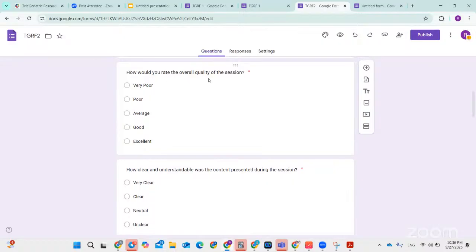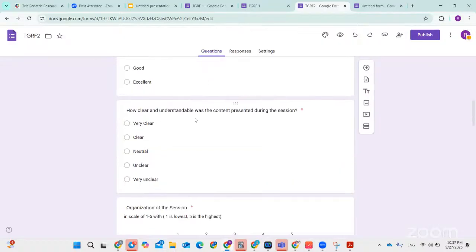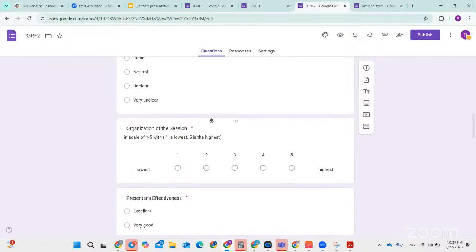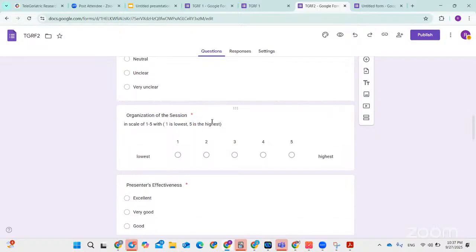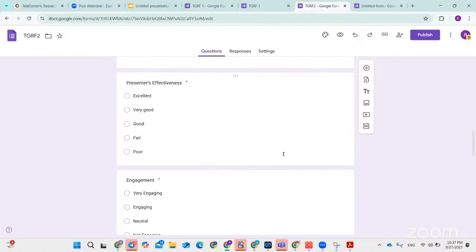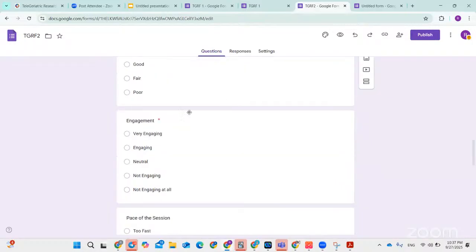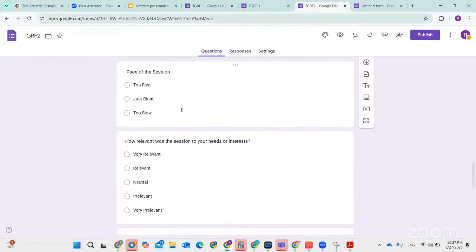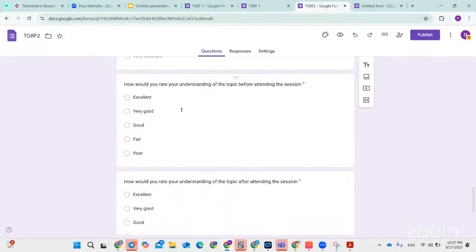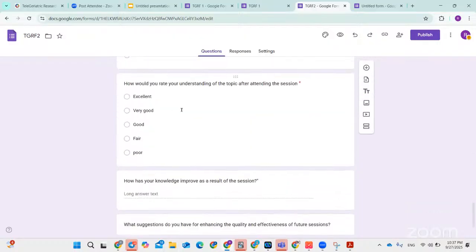How would you rate the overall quality of the session? How clear was it for understanding the content, and you make it personalized based on each course or each session you conduct. Organization of the session. What is your opinion, with 1 being the lowest and 5 being the highest on a scale of 0 to 5? Presentation effectiveness and engagement. Pace of the session, how relevant, and how you would understand the topic, and how you would relate to others.